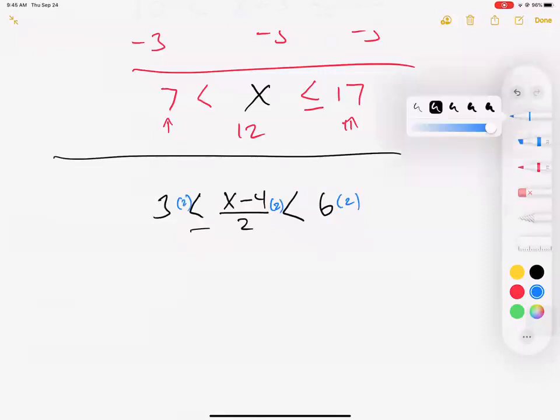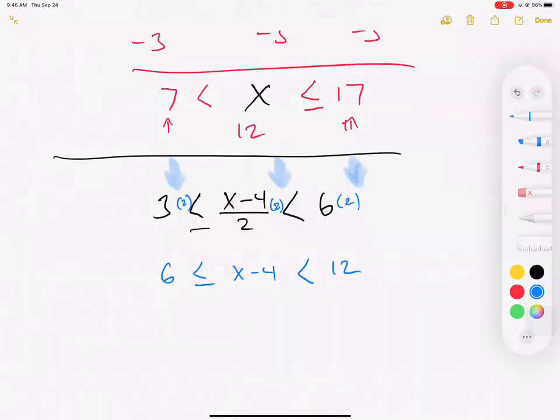When I multiply everybody, all 3 amigos, by 2, we end up with 6 less than or equal to x minus 4 less than 12. Again, we're practicing solving equations like we did before. That's why I said this was super important. We're going to continue to solve equations for the full year. Add 4, the opposite of minus 4, and we get 10 less than or equal to x less than 16.